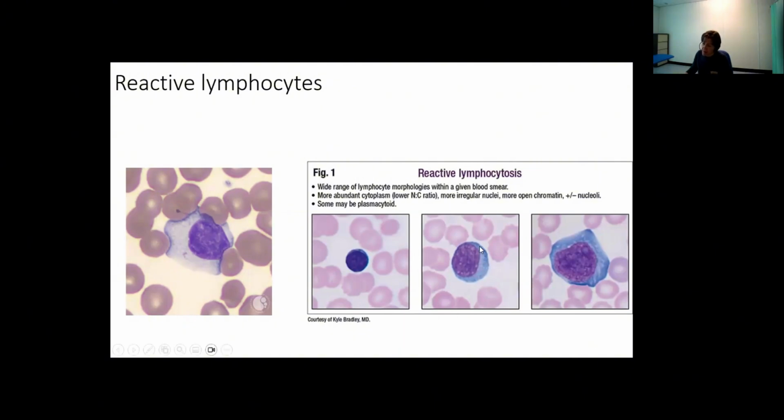The other thing is that some of them can end up having a little pale area around the nucleus, and then this dark blue cytoplasm. That can look a little bit like a plasma cell, which I'll come on to later, and we can describe those as being plasmacytoid. But if you get a mixture of all of these cells, this is much more in keeping with a reaction to infection.